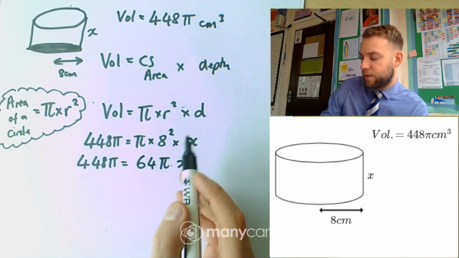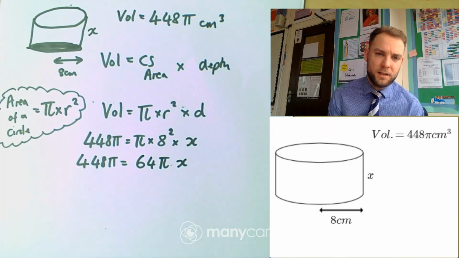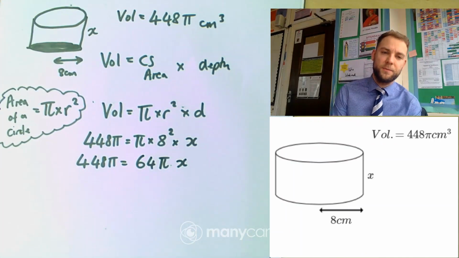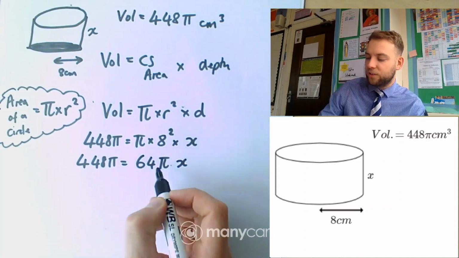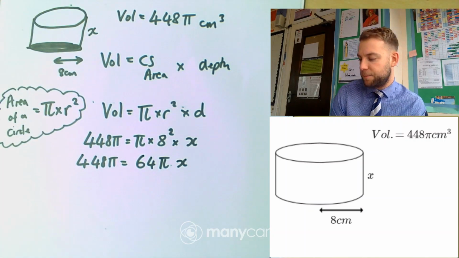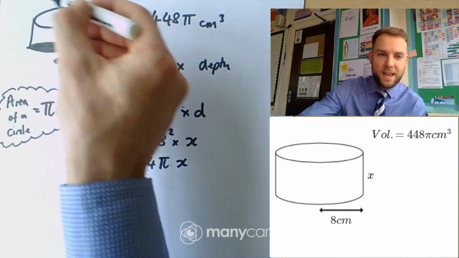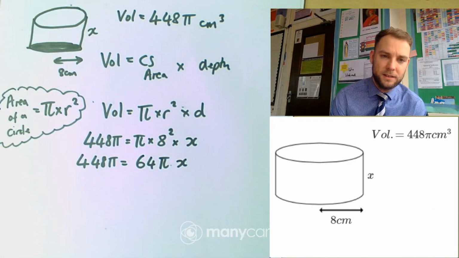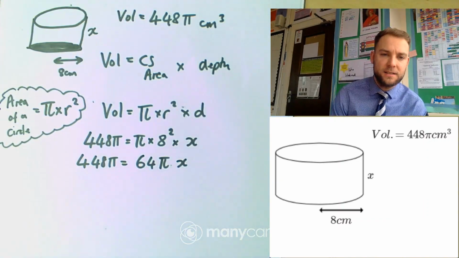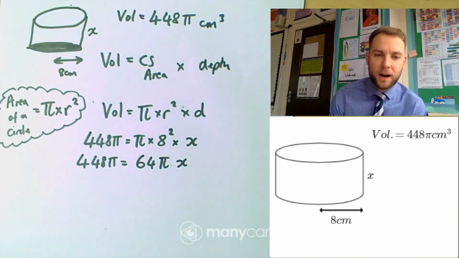Now, just worth noticing with this is the algebra way to do it. You could have time symbols in there, but algebraically this is how you'd write this. Now notice that both sides have got pi in it, and that's because the volume is in terms of pi. So the first thing I'm going to do to get x on its own, to find out what this depth or height is, is get rid of that pi.